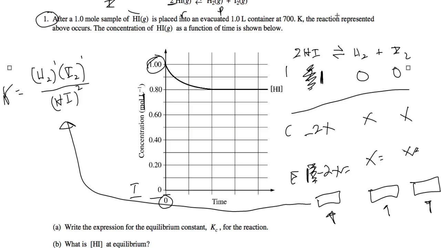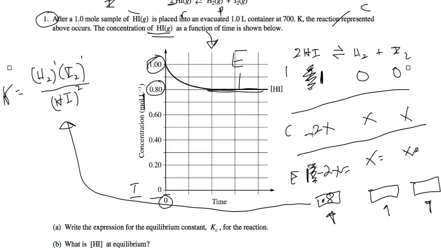The reaction represented above occurs. That is change. We denoted that right here, and it reaches equilibrium. Let's see if we can find any equilibrium values. Nothing in the statement, but in the graph we see that at 0.8 the concentration of HI reaches equilibrium. It levels out, it does not change. So HI, because that's who the graph below refers to, is 0.8 at equilibrium.